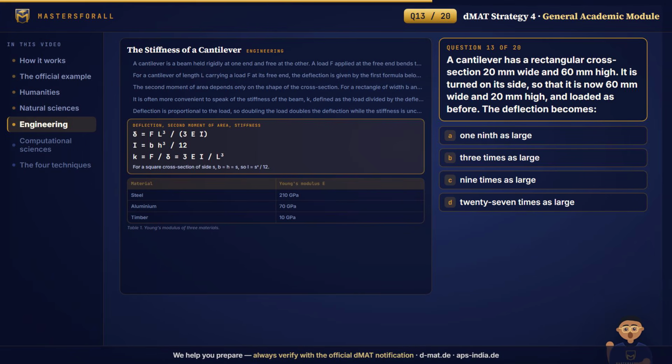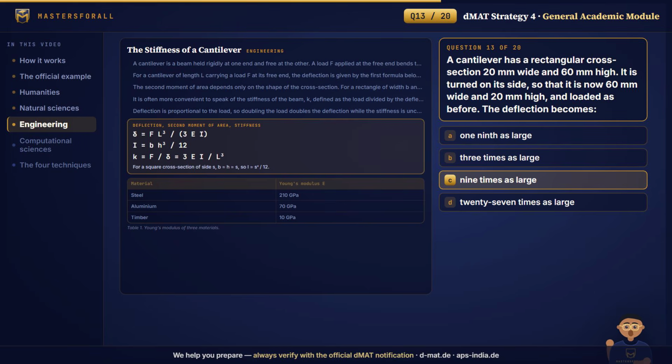And before any numbers, the mechanic, because this is what decides it. The height is measured in the direction of bending, and the height is the one that is cubed. Turning the beam on its side does not change the amount of metal, it changes which dimension does the cubing. Before, 20 times 60 cubed, after 60 times 20 cubed. Divide one by the other and you get 60 over 20, but only squared because one factor of 60 is cancelled by the 60 that moved to the front.